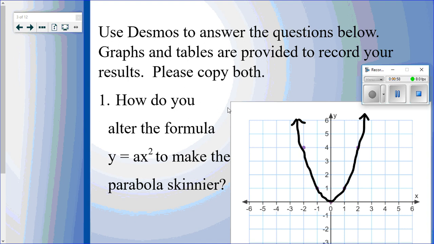So the king parabola, the most basic parabola, y equals x squared, and that's what's shown here. So the challenge that I'm giving you is make the parabola skinnier. If this is the king parabola, I want you to make me a parabola that fits inside the king parabola. All right, take a second, take a guess, think about it, and let's move on.